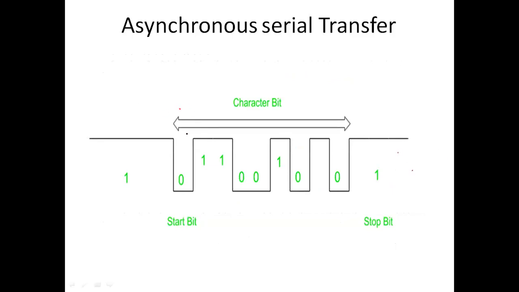So here, this is the character bits. These 8 bits are the character. 0 is the falling edge and 1 is the rising edge. So here we add the start bit and the stop bit. 0 means start bit and 1 means stop bit. If 1 is coming 2 times, that is the indication of the end of the data that has been sent. So this is the asynchronous serial transfer.